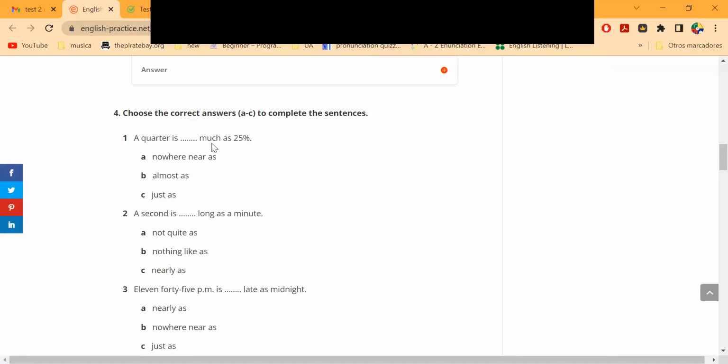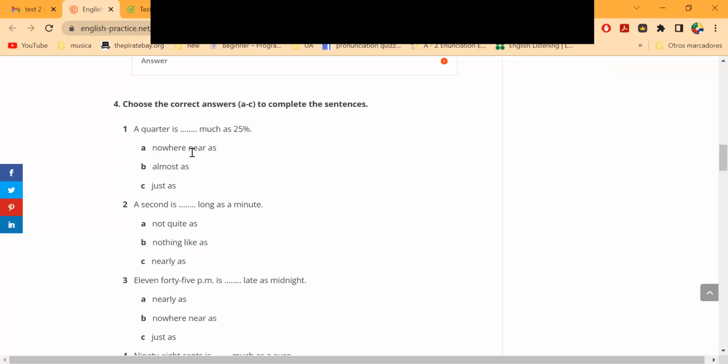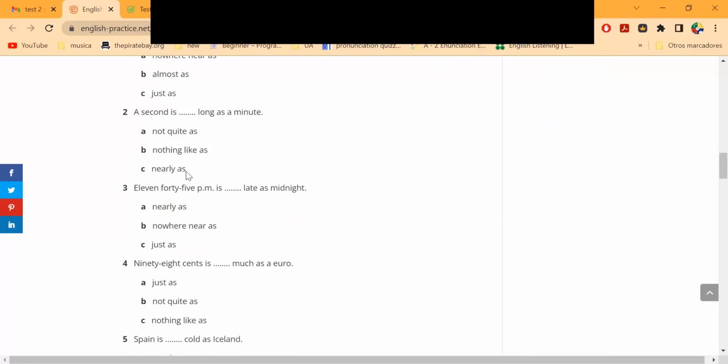A quarter is much as 25%. Just as. Acá, correcto, aquí tenemos una comparación en equivalencia, ¿no es cierto? Es lo mismo. Un cuarto es tanto como 25%. A quarter is just as much as, ahí tienes la primera expresión. Esta creo que no venía en el grammar reference, just as much, pero es bueno saberla. Esta sí viene y esta parece que también viene, así que son todas buenas de ir chequeando.